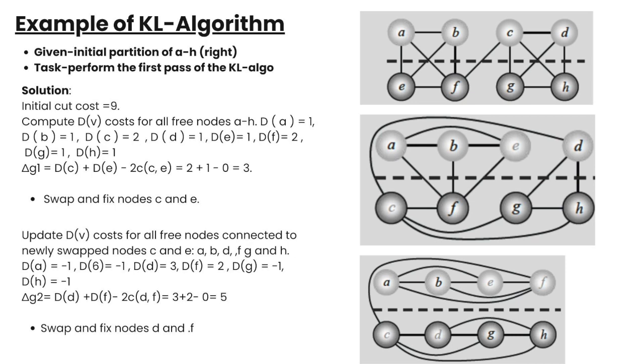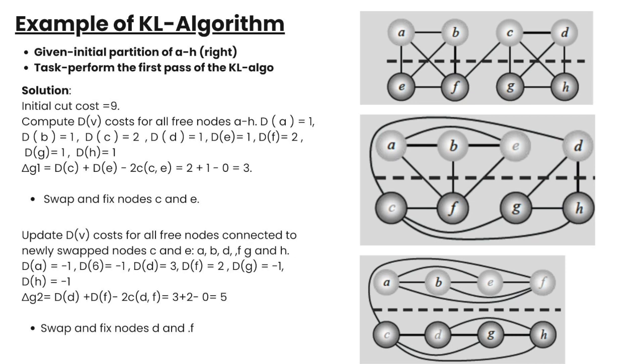Now we will calculate cut cost for all the nodes. For node A, the number of edges that are cut by the cut line are 2, and the number of edges that are not cut by the cut line is 1. So the cost of A will be 2 minus 1 equals 1. Similarly, cut cost of B is 1. For node C, the number of edges that are cut by the cut line are 3 and the number of edges that are not cut is 1. So the cost will be 3 minus 1 equals 2. Same way, cost of D is 1, cost of E is 1, cost of F is 2, cost of G is 1 and the cost of H is 1.